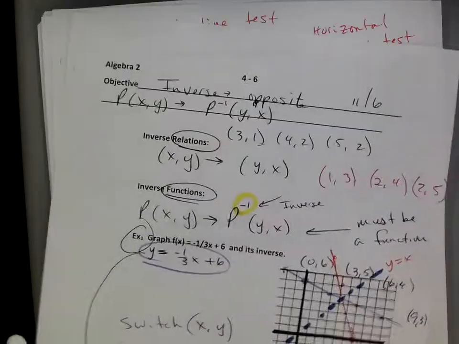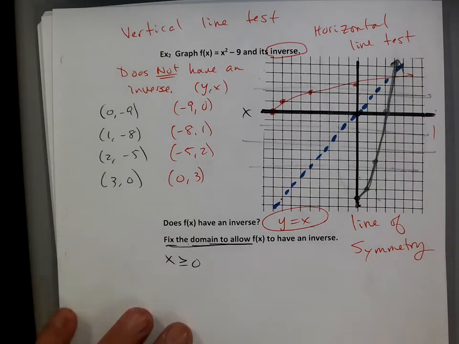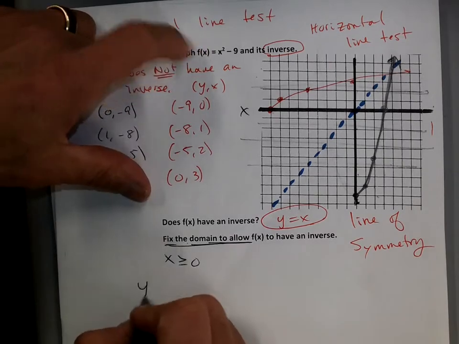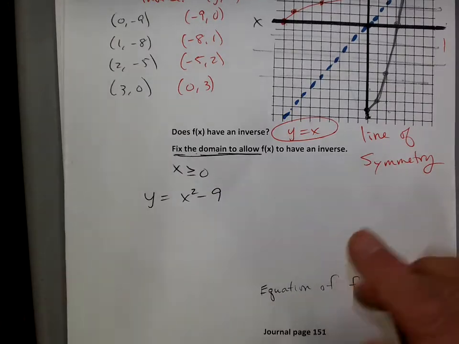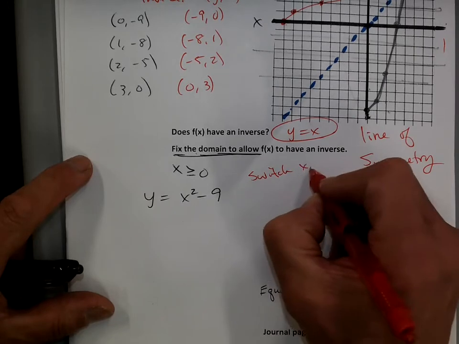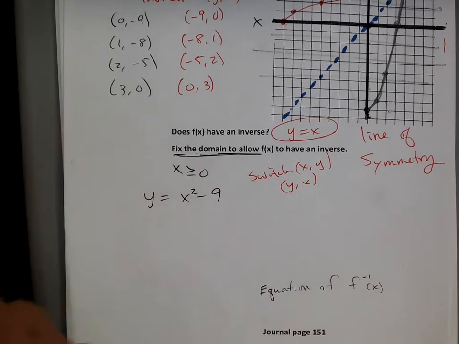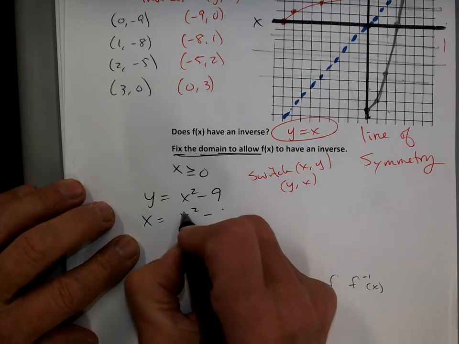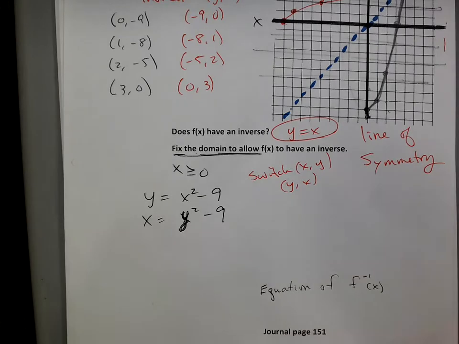Okay, let's go back to the second question. What about the equation of this graph? Well, let's do the same thing. We had to switch x and y. My original equation was y equals x squared minus 9. So if I need the equation, let's just switch x and y to y and x. I'm going to rewrite this as x equals y squared minus 9. And now let's solve again. I'm going to solve for y.